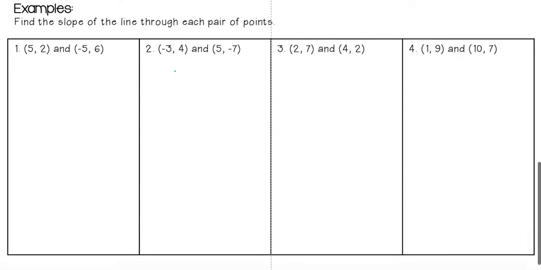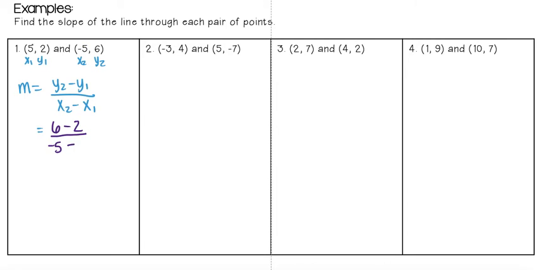Okay, let's try another one. Let's look at number 1. So I have label first x1, y1, x2, y2. And so I know my formula is y2 minus y1 over x2 minus x1. Well, my y2 I labeled as 6, so I have 6 minus my y1, which is 2, over my x2, which is negative 5, minus my x1, which is 5.